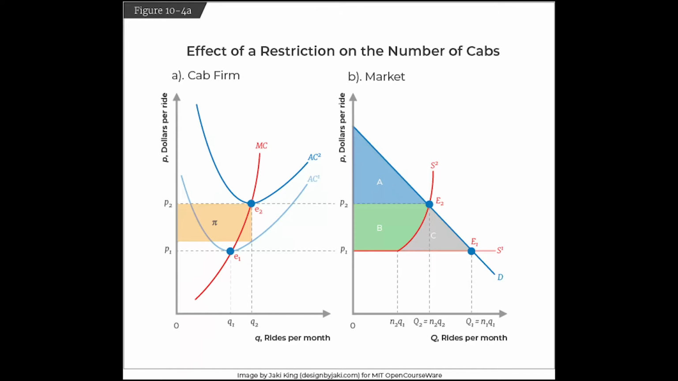So on the right-hand side is the market. On the left-hand side is a cab firm. We're going to start by assuming all cabs are identical. So one representative firm tells us about every cab firm. Okay? Now, we start with the market. We have an initial demand, which is D. The line D, the blue line, is the demand for taxi cabs. Okay? An initial supply curve, S1.